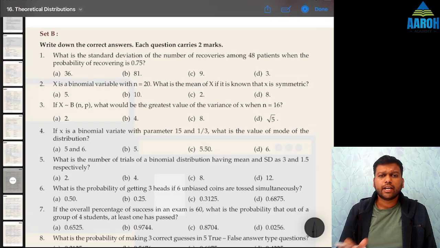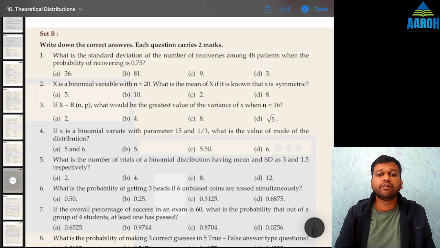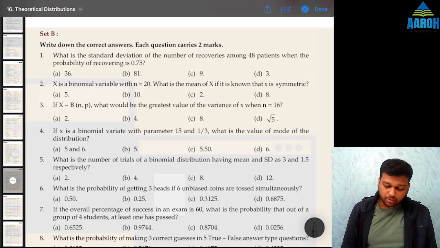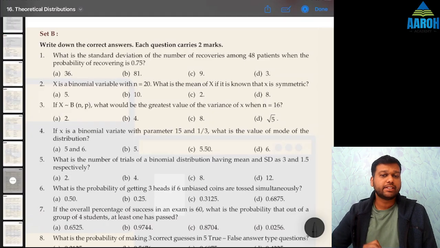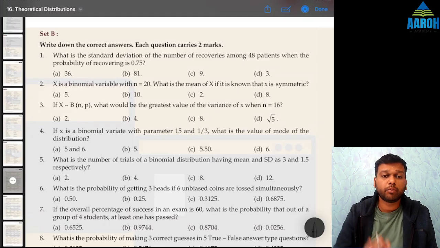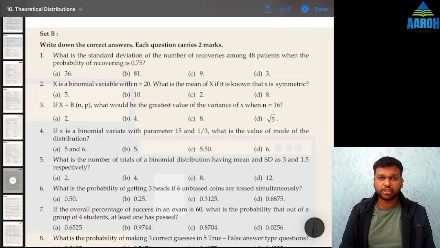What is the standard deviation of the number of recoveries among 48 patients when the probability of recovering is 0.75? First, identify what kind of distribution this is. The probability of recovering is 0.75, which means the probability of not recovering is 0.25. So this is like success and failure. So this is a binomial distribution with number of trials as 48.